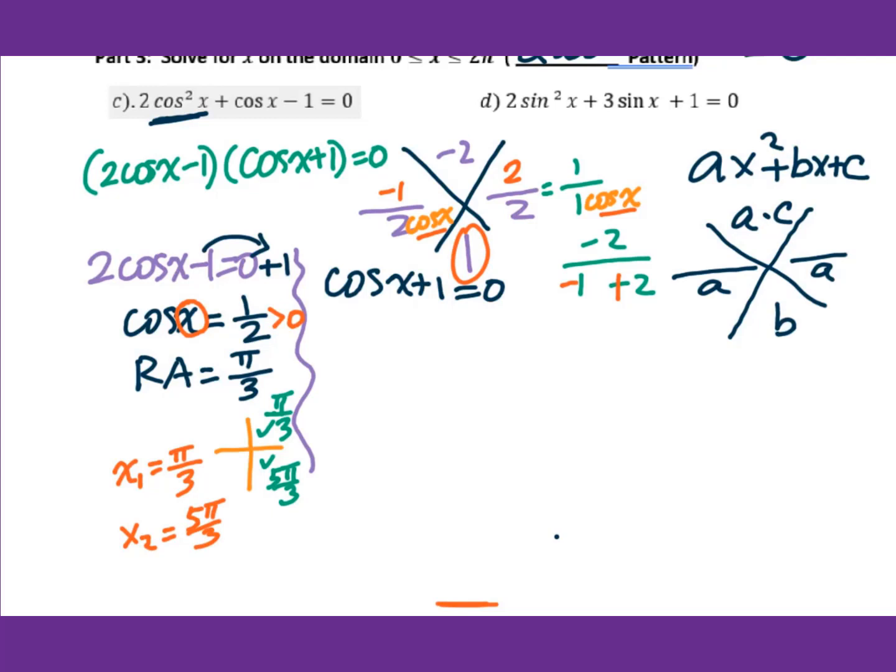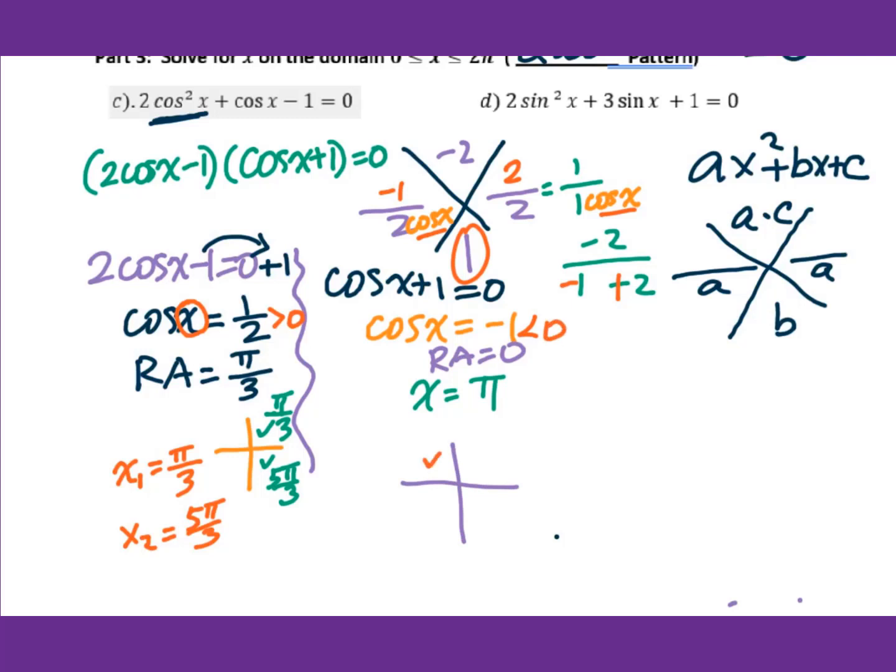Then go to cosine x plus 1 equal to 0. Isolate cosine x on one side, you got cosine x equals negative 1. That's only one solution, x equals pi, because your reference angle equals 0. For cosine negative, let's go to second and then the third. Reference angle is 0, only pi will be the solution. So we got x3. In other words, we have 3 solutions for C.